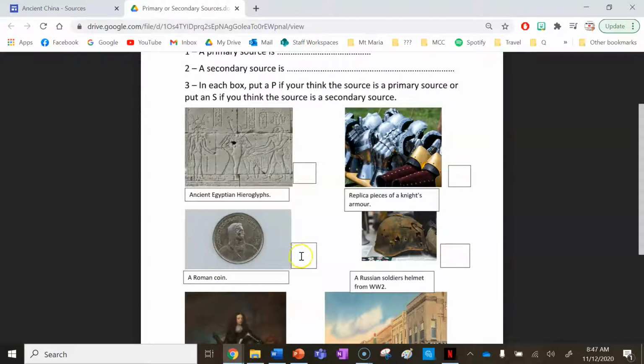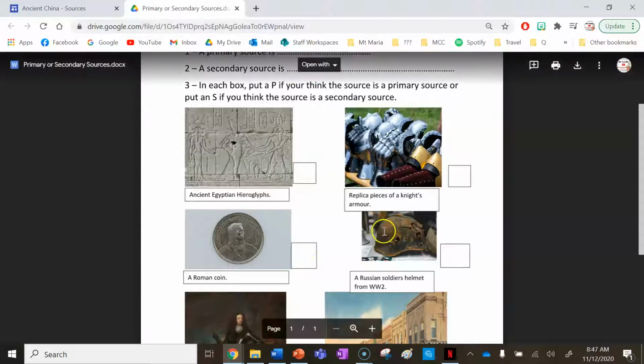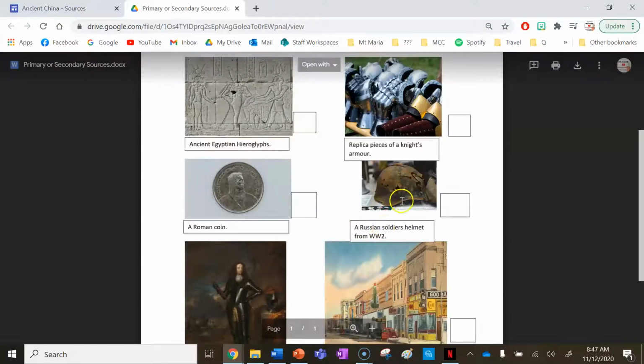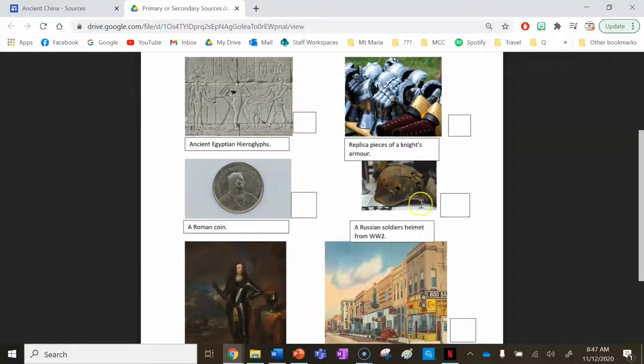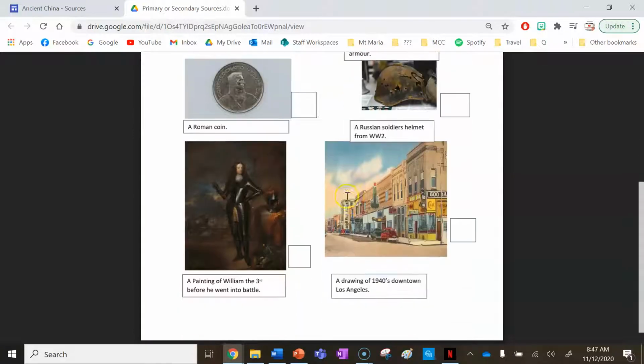So we need to go ahead and put a P in there for a primary source because it was made during the Roman Empire. A Russian soldier's helmet from World War II. So this is a primary source because it is from World War II.